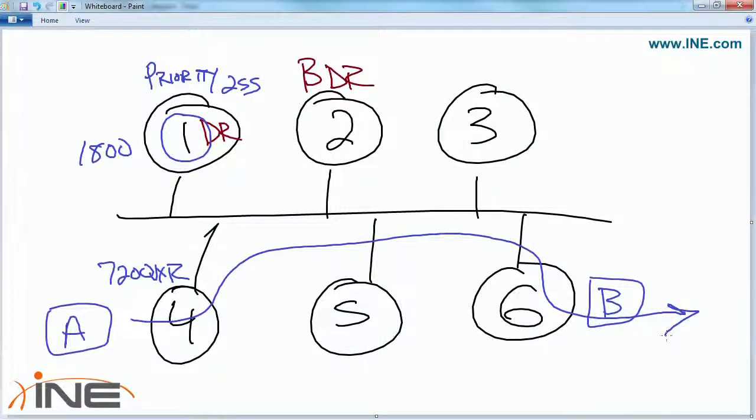Mm-hmm. It would kick, so say 4 was DR and 1 was DR. 4 would tell 1 to stop being DR? It would tell it that? It won't tell it to stop being the DR. 4 would just say that I'm the designated router, and then router 1 would automatically accept that.